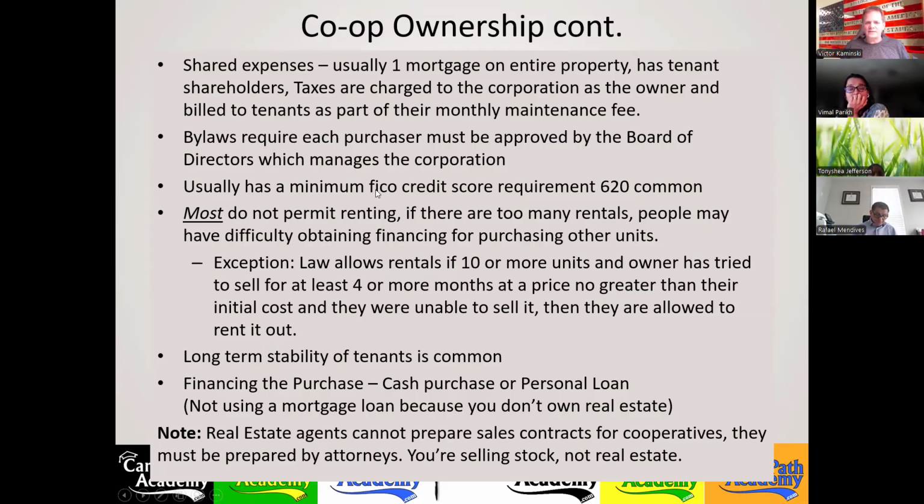FICO, by the way, and if anybody's ever curious about what FICO means, is an abbreviation for Fair Isaac and Company. They're the ones that created the credit scoring system that we currently use.